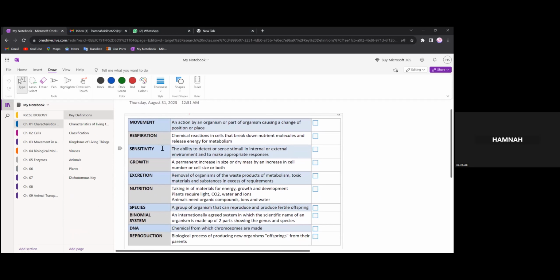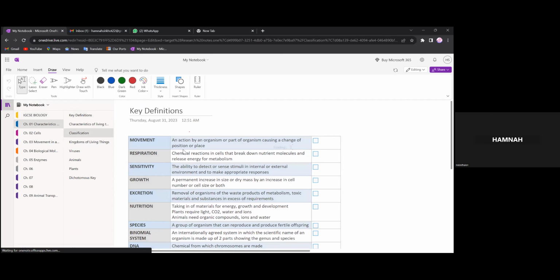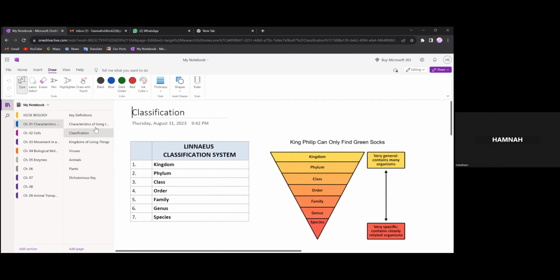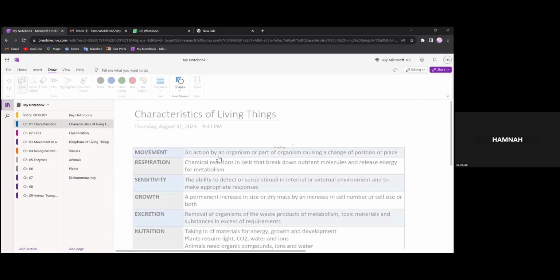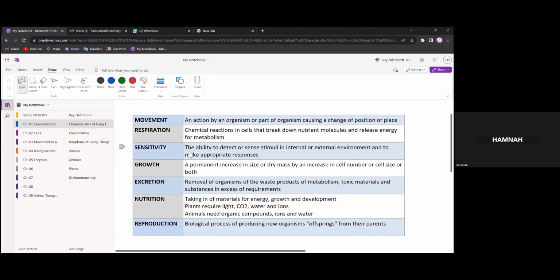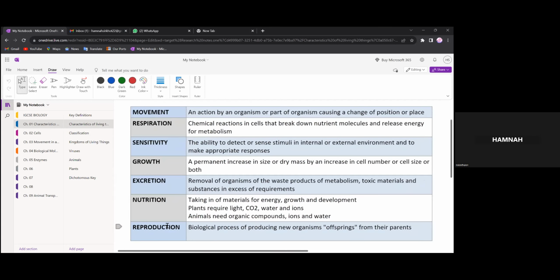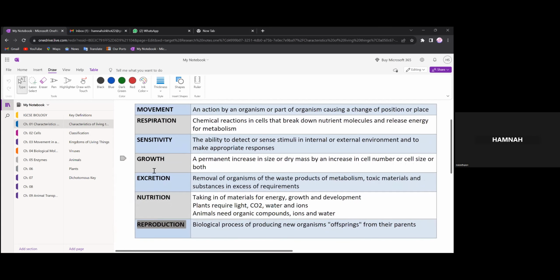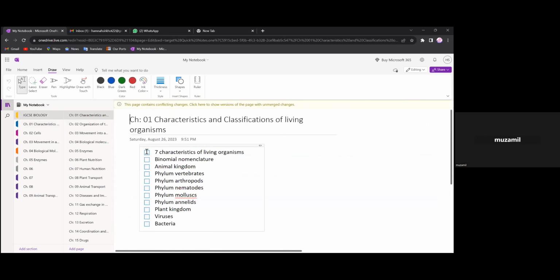You left out sensitivity, I think. Growth, excretion, nutrition. Okay, movement, respiration, sensitivity. Mrs. Gren, MRS GREN. So R is reproduction, and this reproduction would come after GREN, right? Growth, respiration, excretion, nutrition. So you know the 7 characteristics of living organisms.